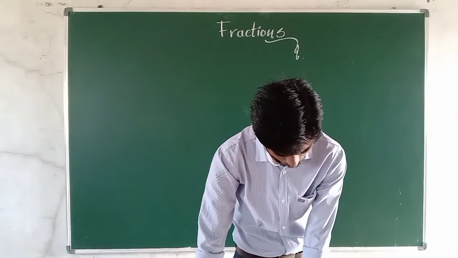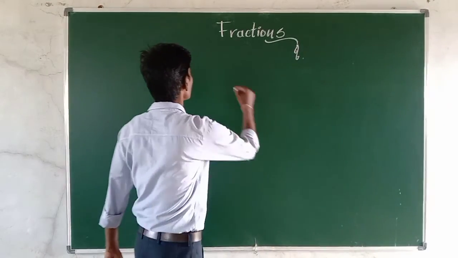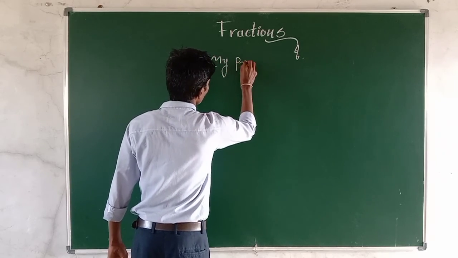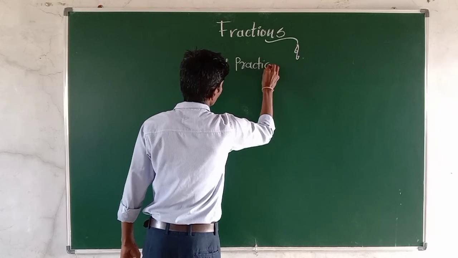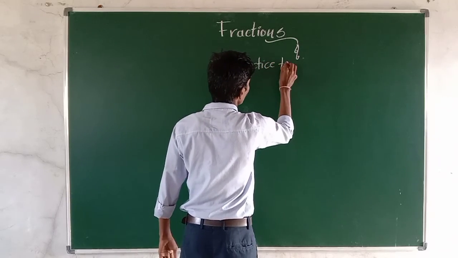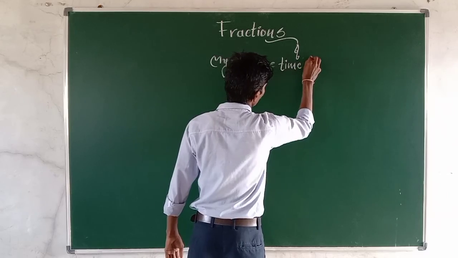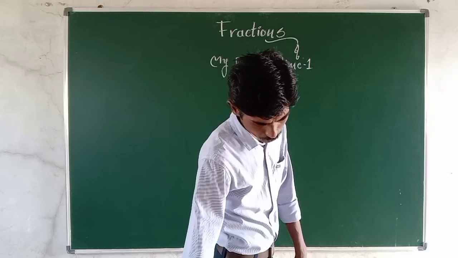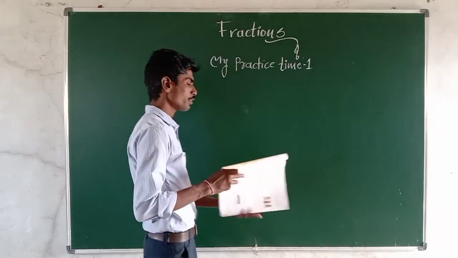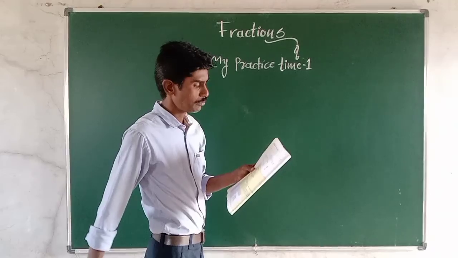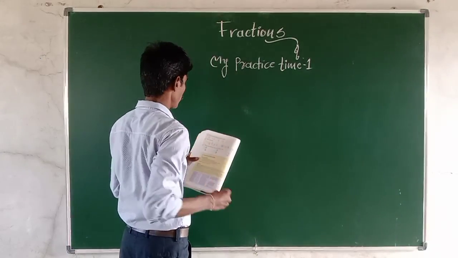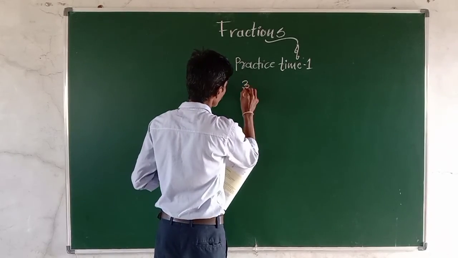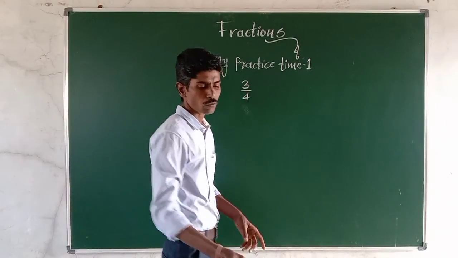My Practice Time 1. Find three equivalent fractions of the following. Question number 5: 3 by 4. We have to find the equivalent fractions.